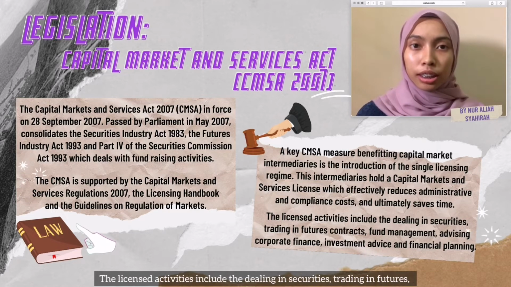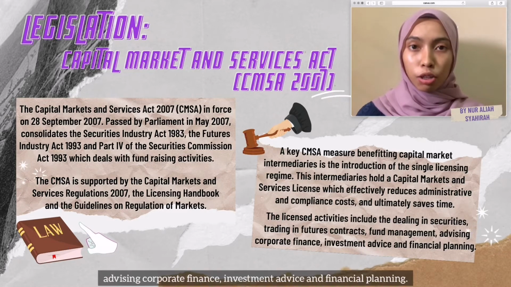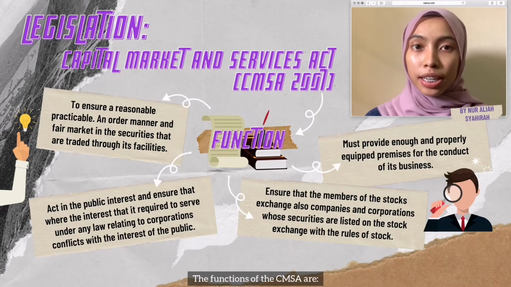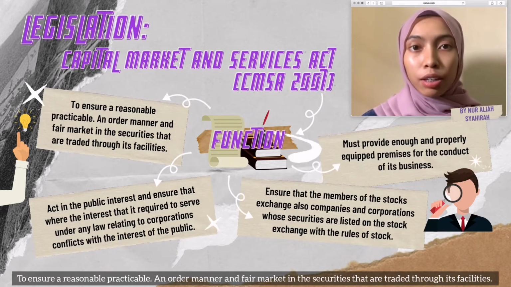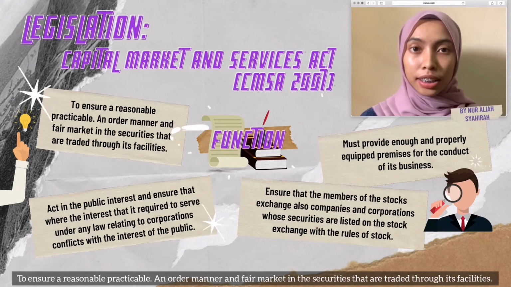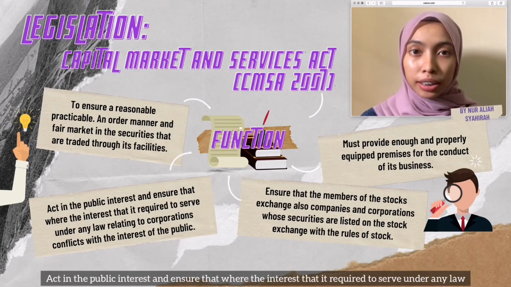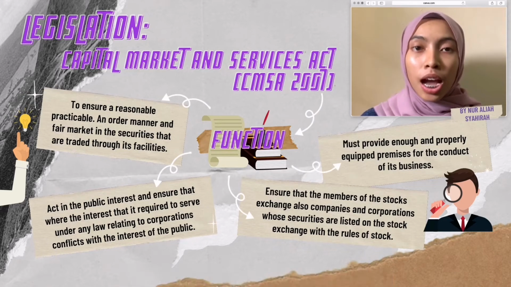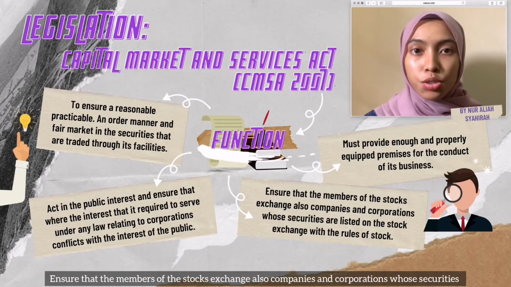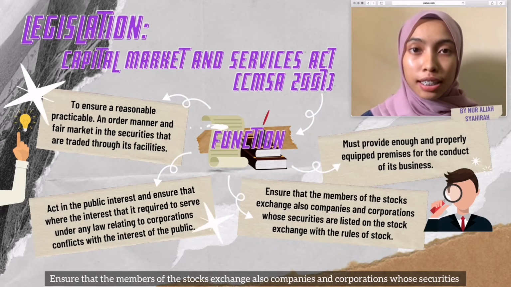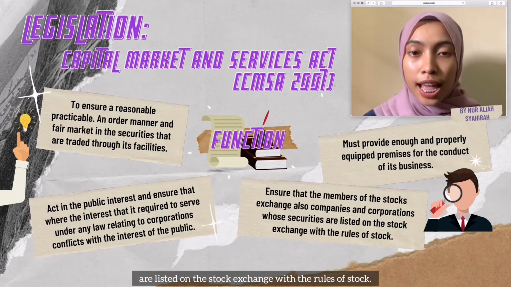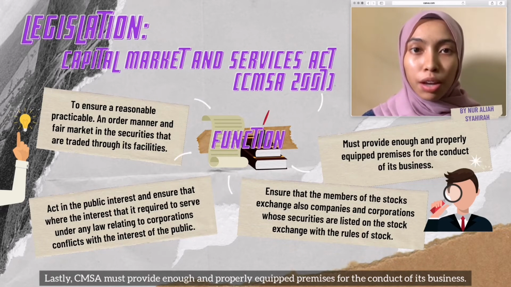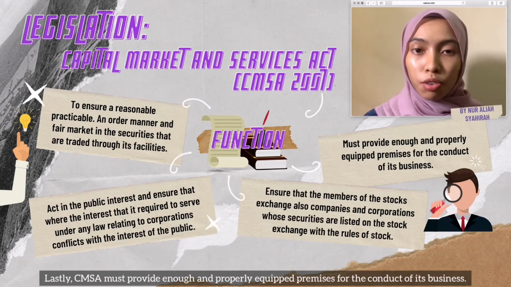The licensed activities include dealing in securities, trading in futures, advising on corporate finance, investment advice, and financial planning. The function of the CMSA is to ensure a reasonable, practicable, and orderly manner and a fair market in the securities that are traded through its facilities, to act in the public interest, and to ensure that where the interest it is required to serve under any law relating to corporations conflicts with the interest of the public, the public interest prevails. It must also ensure that the members of the stock exchange, and also companies and corporations whose securities are listed on the stock exchange, comply with the rules of the stock exchange. Lastly, it must provide enough and properly equipped premises for the conduct of its business.